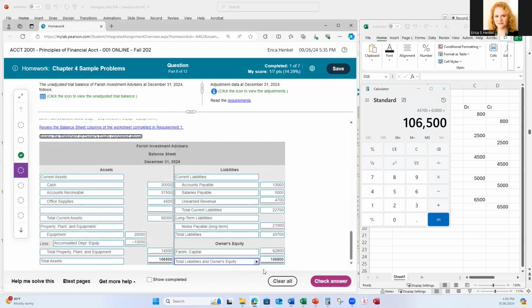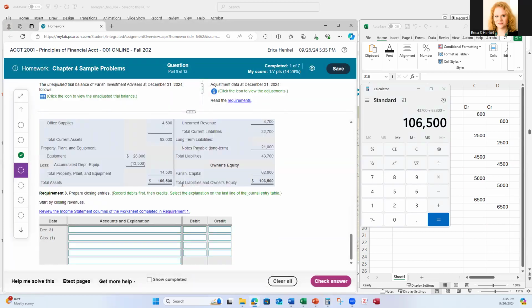So if our assets equal our liabilities plus our equity, we can be pretty sure that we got that number right. And we did. So that is that question.